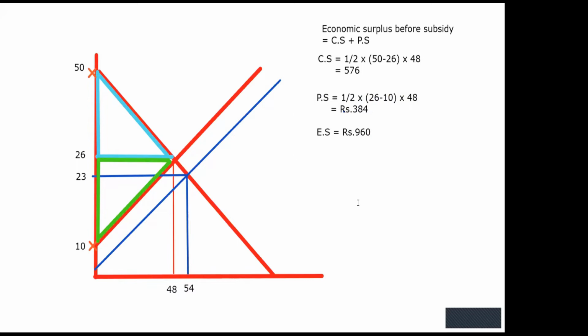Okay, done. So now we have to find economic surplus after the subsidy, right? To find economic surplus after the subsidy, remember it is consumer surplus after the subsidy plus producer surplus after the subsidy, and you remember you have to minus government subsidy expenditure, right?